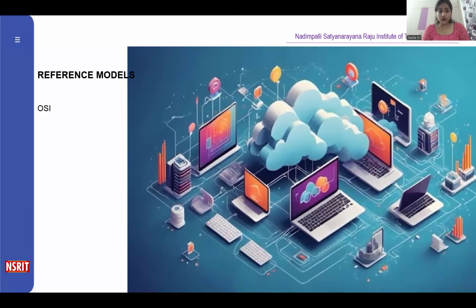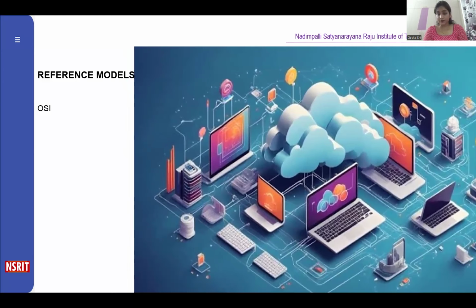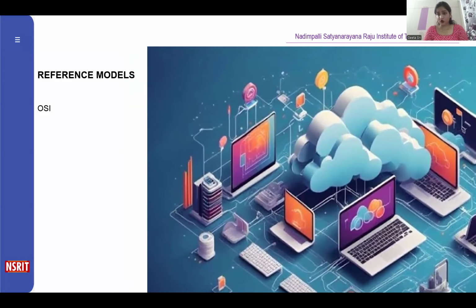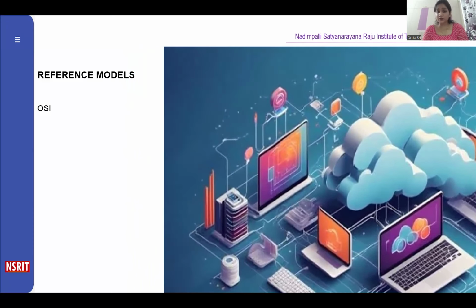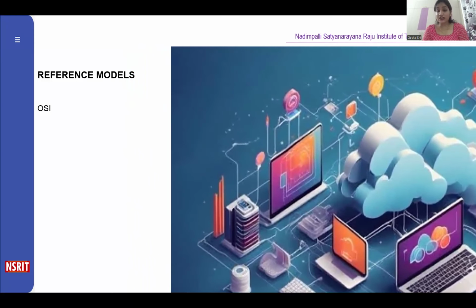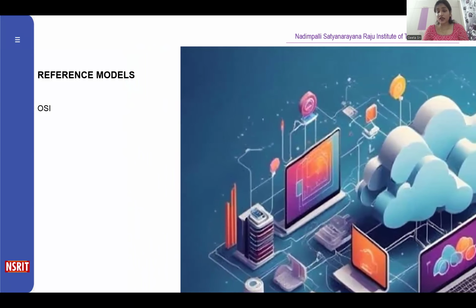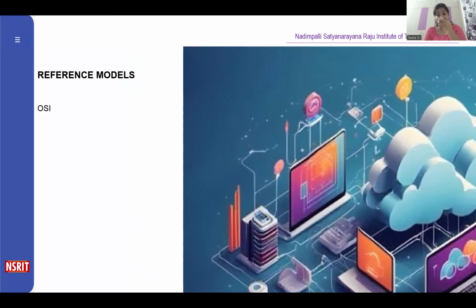Hi, today we are going to discuss the OSI reference model in computer networks. Before going to that, why do we need a reference model in computer networks? OSI reference model is nothing but Open Systems Interconnect, which is a set of rules which describes how computers and other devices should communicate in a network. This provides a set of rules for the communication process that are used in different devices.